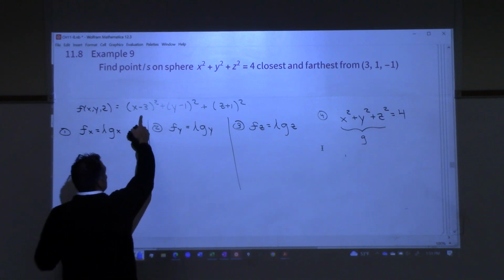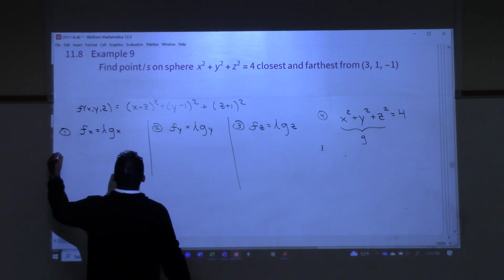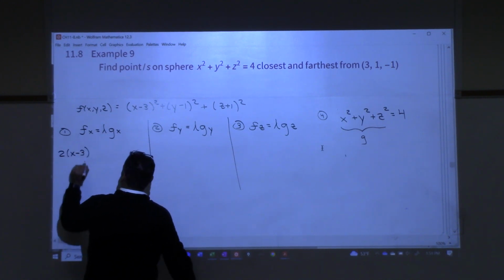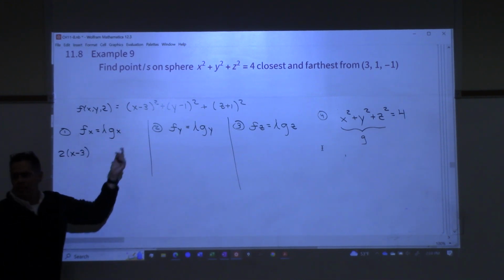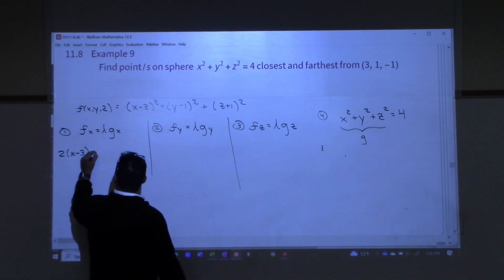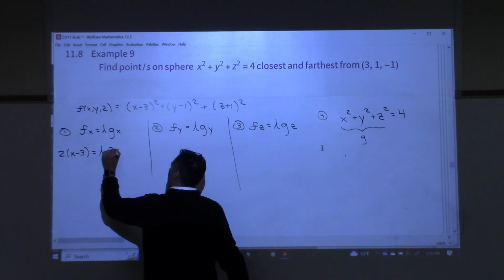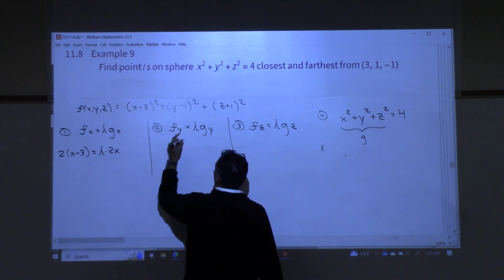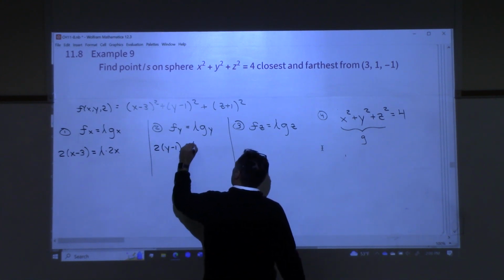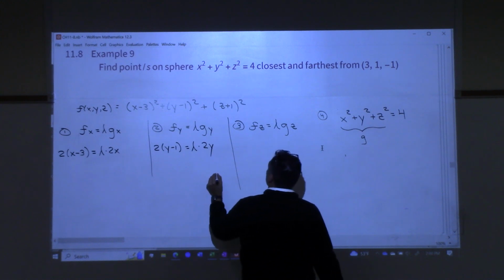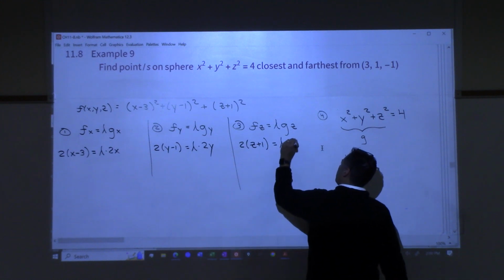Okay, partial of f with respect to x is kind of interesting because these don't have x's. I just need to do a little chain rule on that. So it just becomes 2 times x minus 3. That's your chain rule. Bring the 2 out, that to the first power, derivative of what's inside is just 1. So that's your derivative, equals lambda. Partial g with respect to x is just 2x. On the second one, partial of f with respect to y is 2 times y minus 1 equals lambda times 2y. Partial of f with respect to z is 2 times z plus 1 equals lambda times 2z.